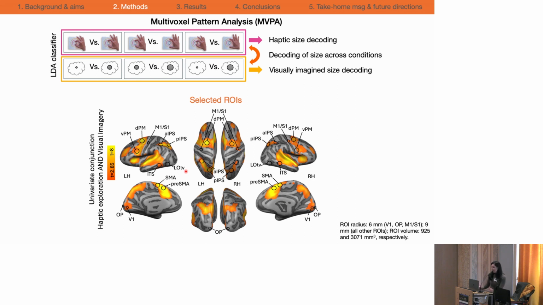properties. Then we also selected regions in frontal and parietal cortices known to be involved to different extents in generation and planning of movements, but also in imagery processes. And these include, for example, ventral and dorsal premotor areas, supplementary and presupplementary motor areas, but also primary somatomotor area and anterior and posterior intraparietal sulci.